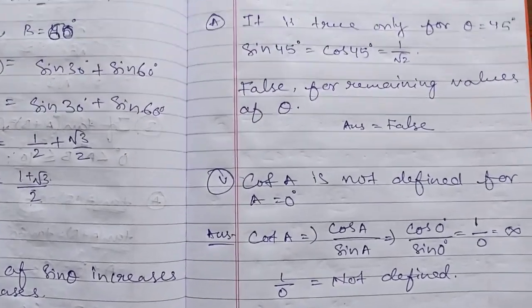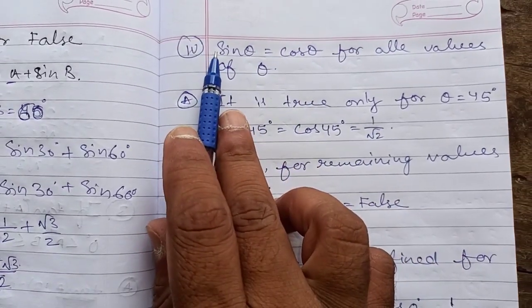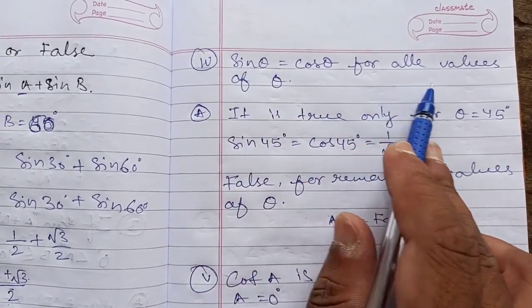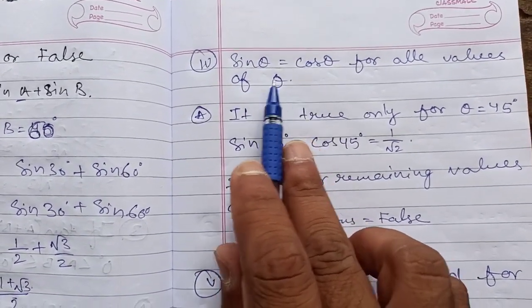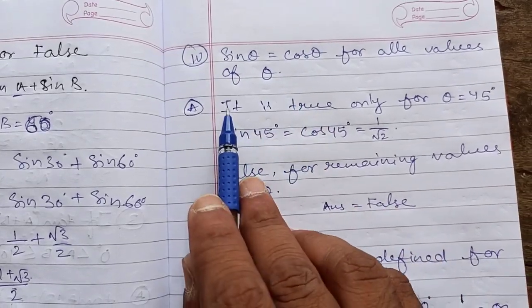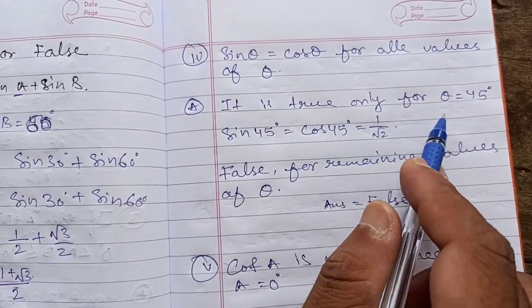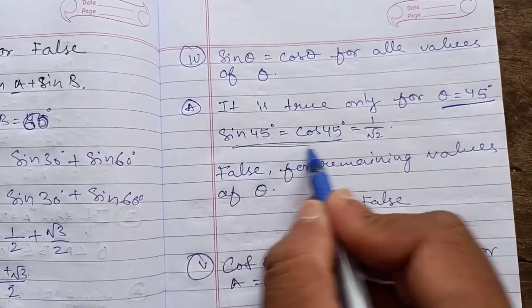Okay, now question number 4. In question number 4 it is asked sin theta equals cos theta for all values of theta. Whatever value of theta we substitute, will the values of sin theta and cos theta be equal or not? It is true only for theta equals 45 degrees. When theta equals 45 degrees, this statement is true.